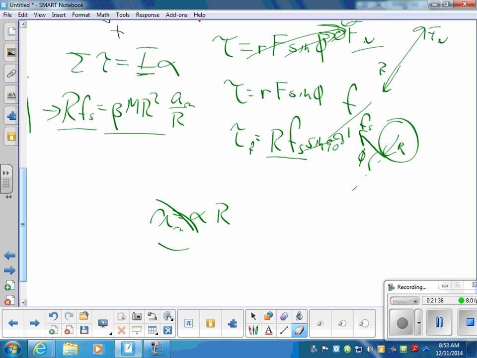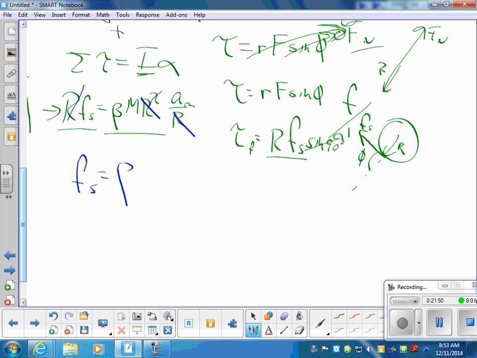This is my favorite equation ever. What do all the r's do? Which leaves us with Fs equals beta a m. Bam! Fs equals bam! I like that.